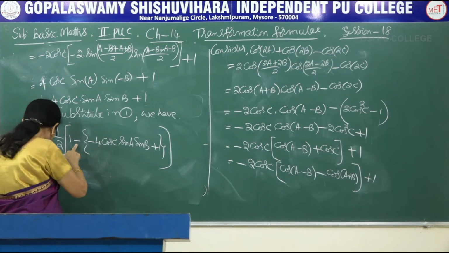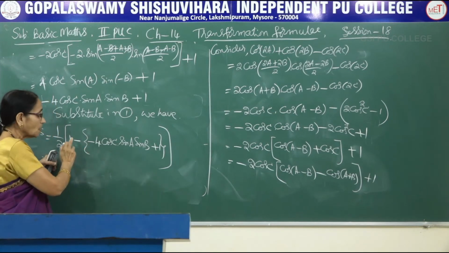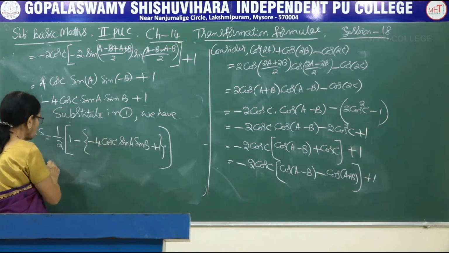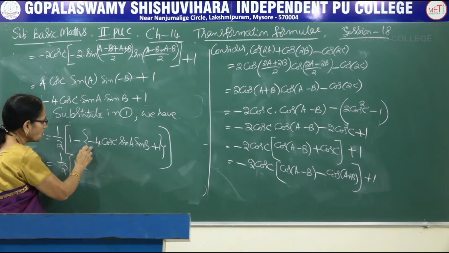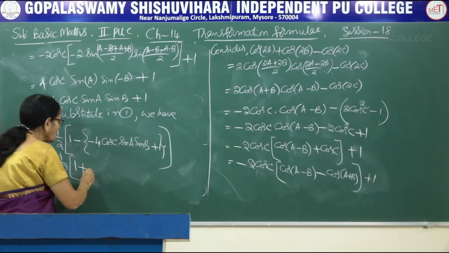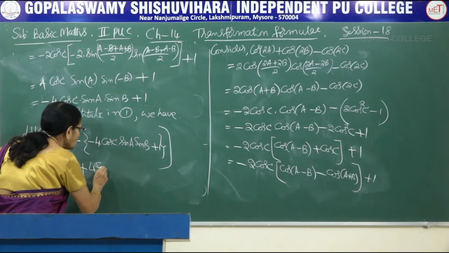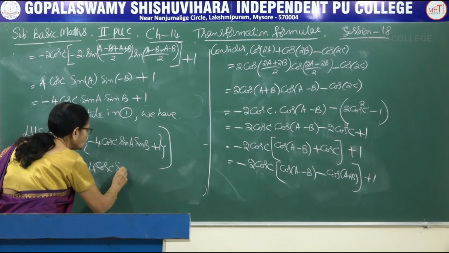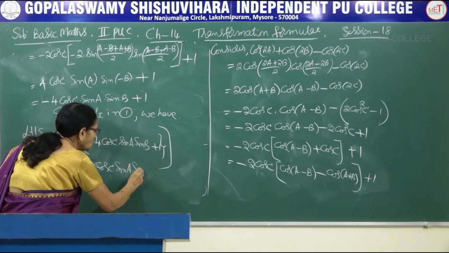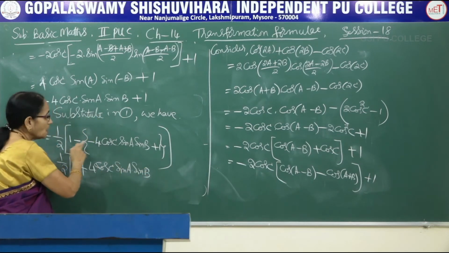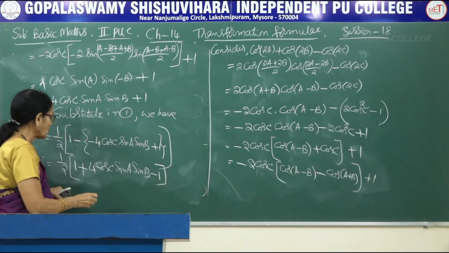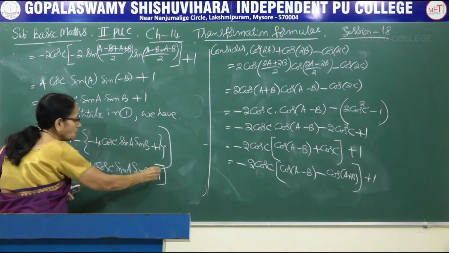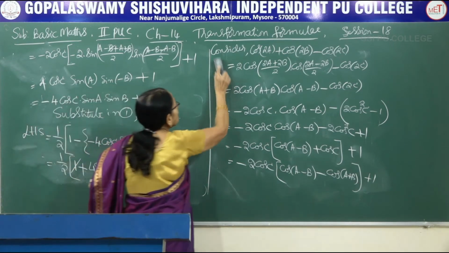When it is a positive sign, we don't have any problem. When it is negative, you have to write like this. Now remove the flower bracket. Minus of minus becomes plus 4 times cos C into sin A into sin B. Remember, minus of plus is minus. That is important. Now plus 1 and minus 1 again get cancelled.